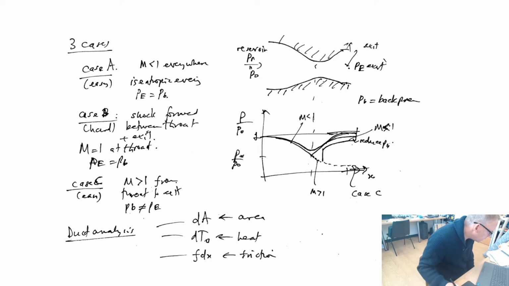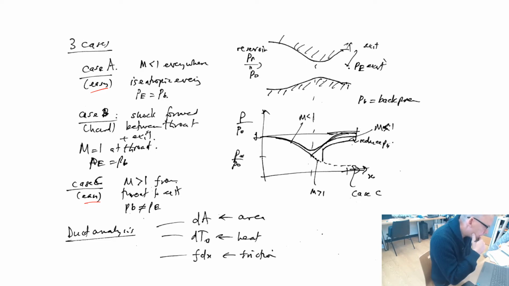Case C is the other easy case, so these two are easy. This is a case where the flow goes from subsonic to supersonic, and the flow is independent of the back pressure. The back pressure is low enough that the flow in the contracting and expanding regions fits with the isentropic approximation. So that's the simplest case.